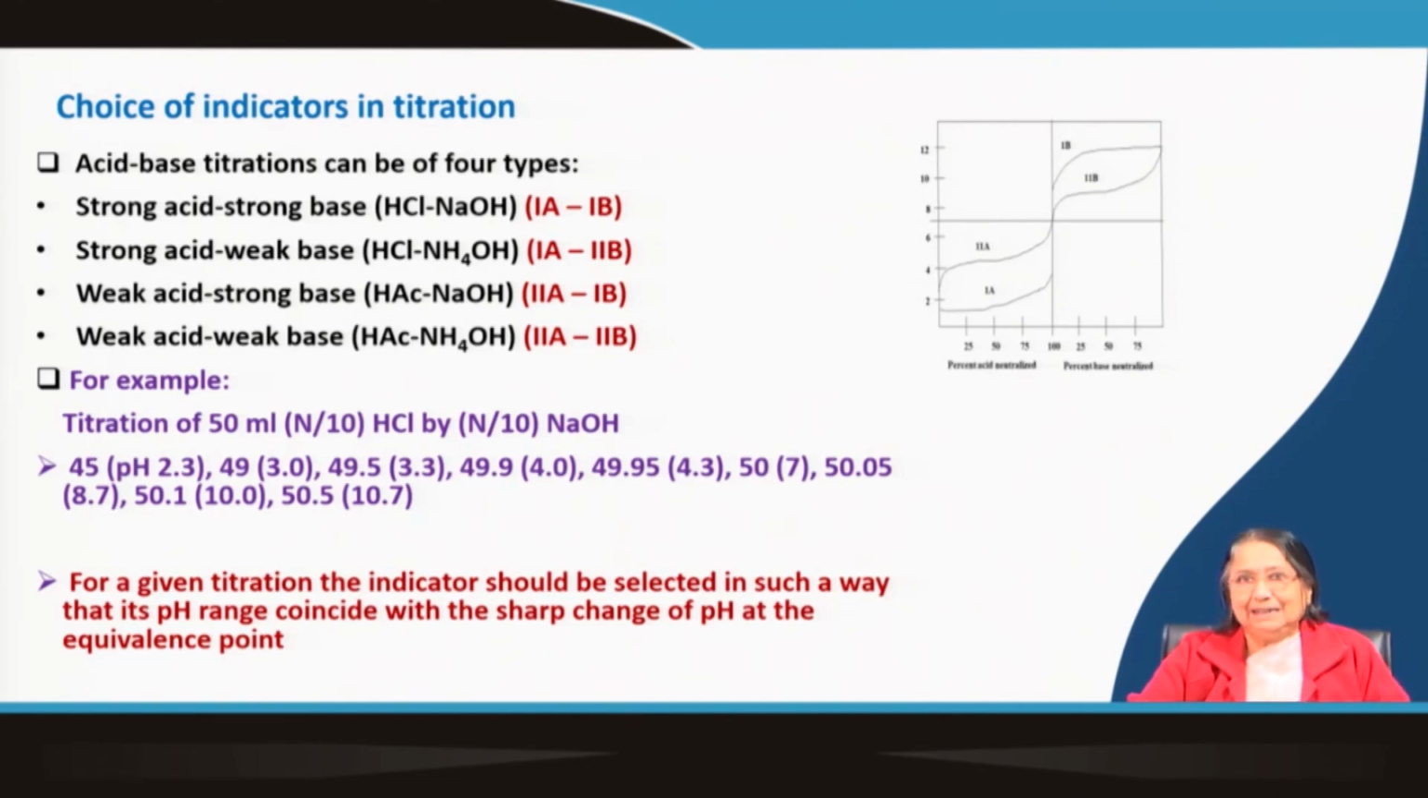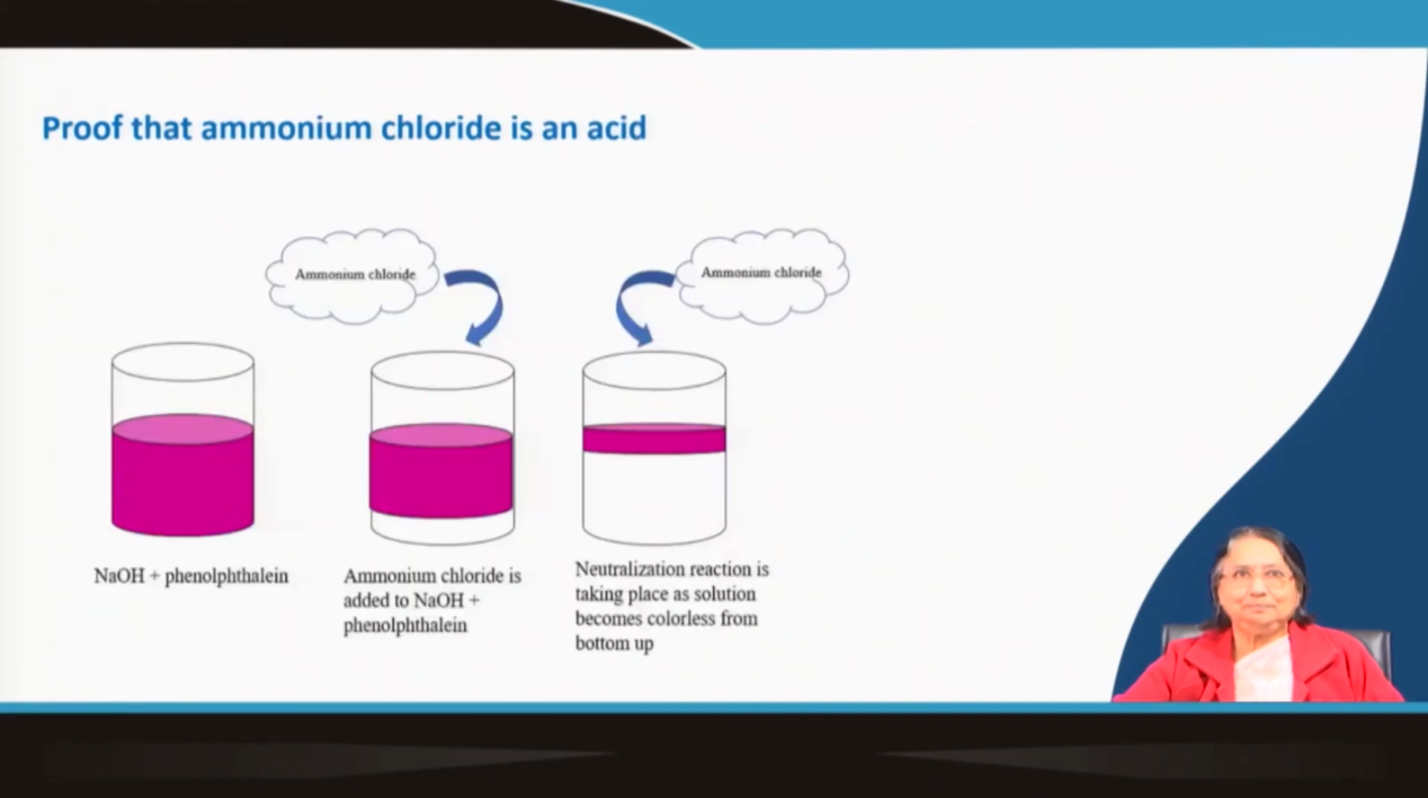For indicator selection you have to think a lot. But obviously it is the acid base titration, it is not another type of titration. Whatever I have discussed is acid base titration.